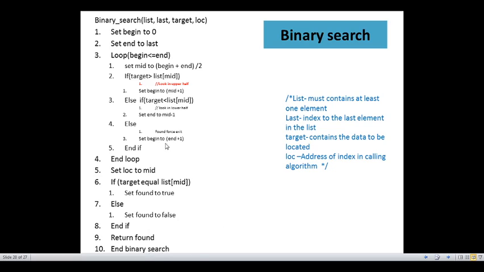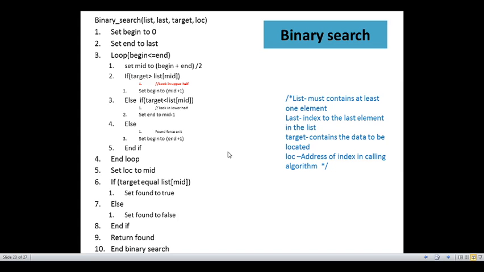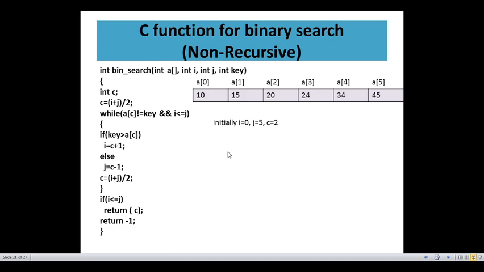Compare your algorithm with this example, then it will be better. You will get a clear concept of this binary search. You can write the code as a recursive function or a non-recursive function. What is meant by recursive and non-recursive? A recursive function means a function calling itself. Here we are not making a call to this function, so this is a non-recursive function.